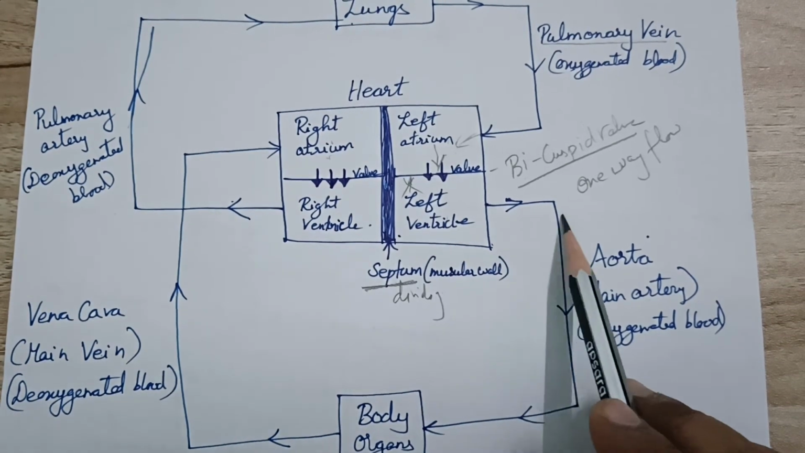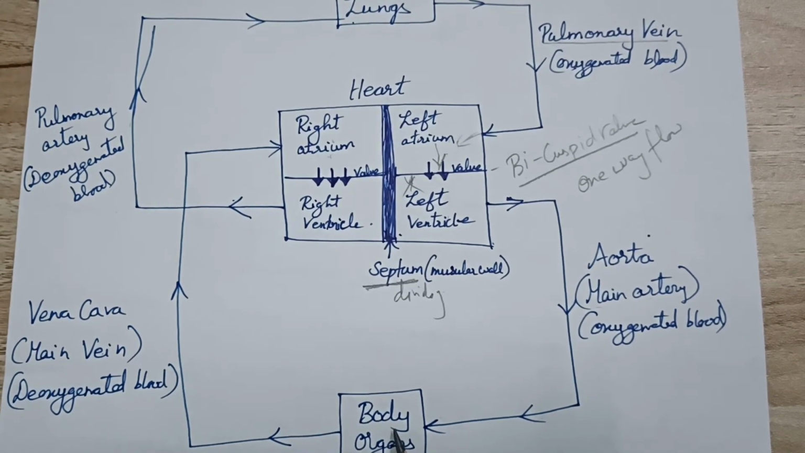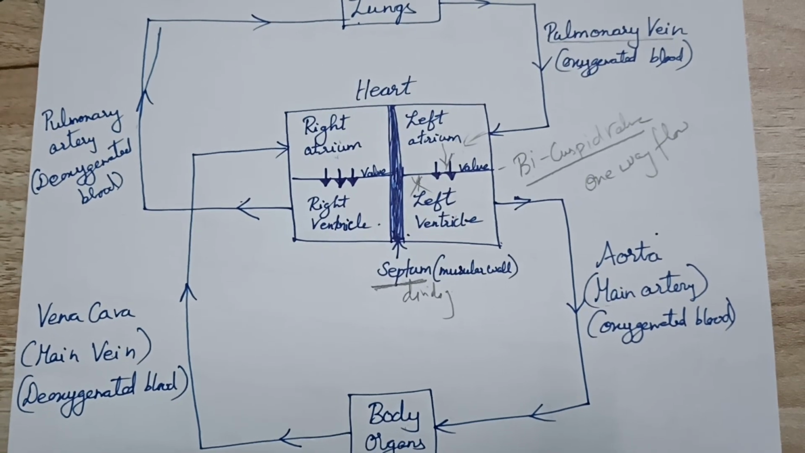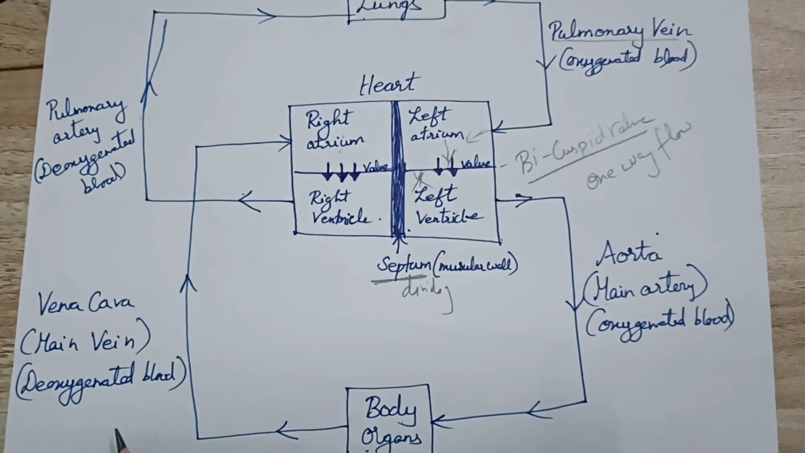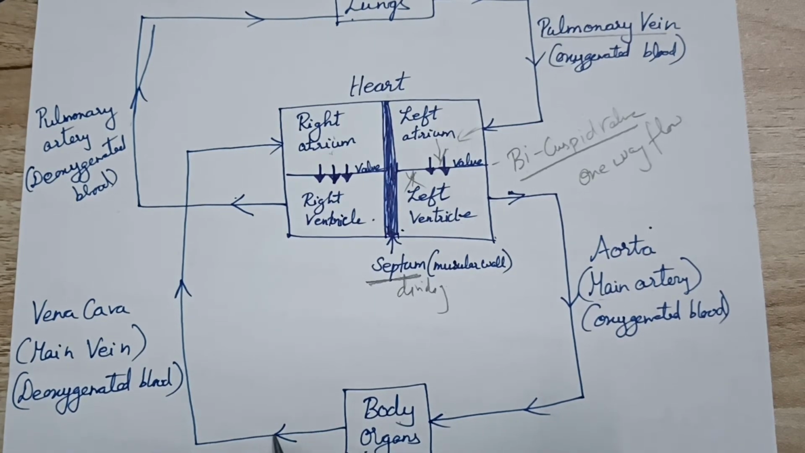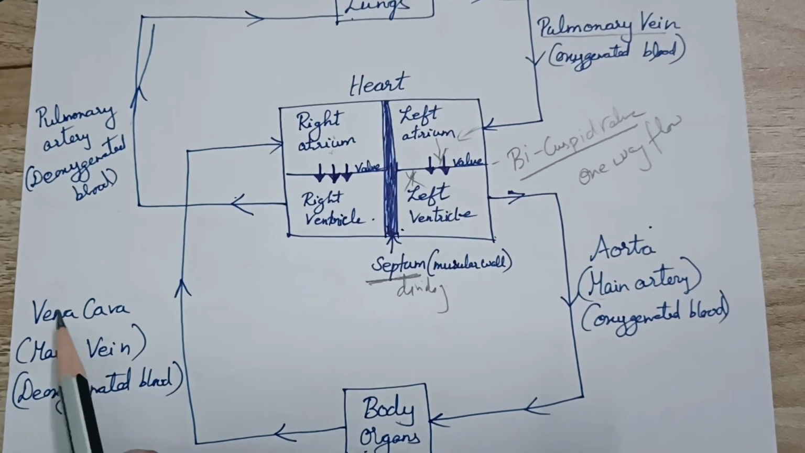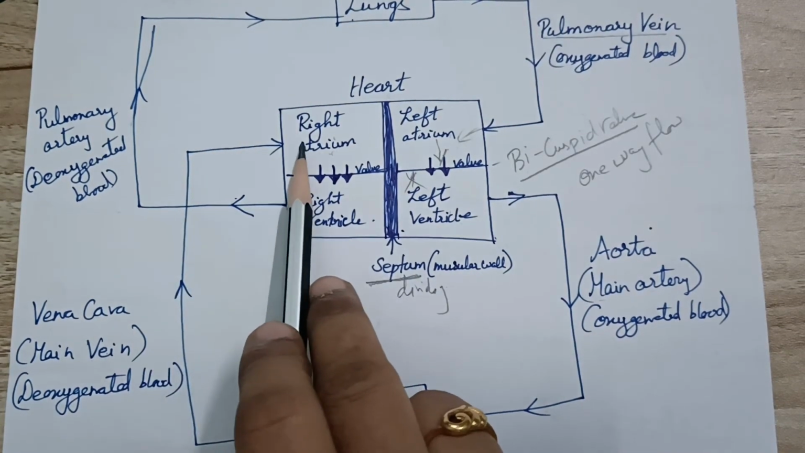From the left ventricle, the oxygenated blood flows to all parts of the body. All the parts of the body use the oxygen present in the blood, and what happens? In the respiration process, energy is produced, and the byproduct is carbon dioxide. So once it is used, from all the body parts you get deoxygenated blood, carrying carbon dioxide, through the main vein. What is that main vein? Vena cava. Through the vena cava, this deoxygenated blood enters the right atrium.